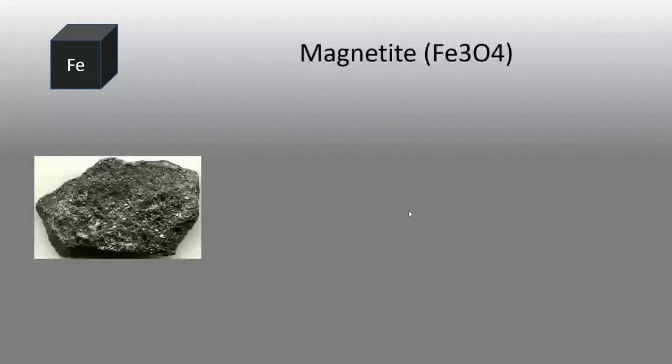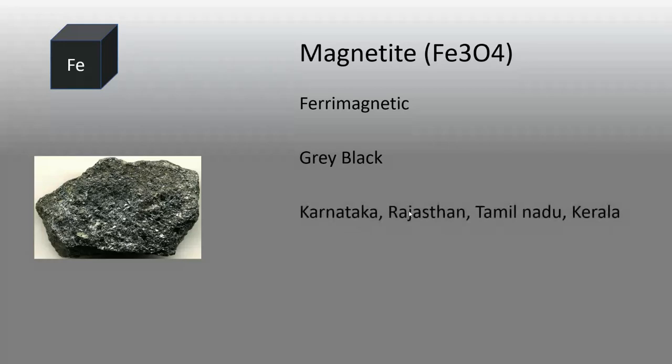The second ore is magnetite, Fe3O4. This is very magnetic. In raw form hematite is not magnetic, but magnetite, as the name suggests, is magnetic. In raw form it attracts a magnet. The color is grayish black, as you can see in the picture. It is mostly found in Karnataka, Rajasthan, Tamil Nadu, and Kerala. These are the major states where most of our total mining is done.